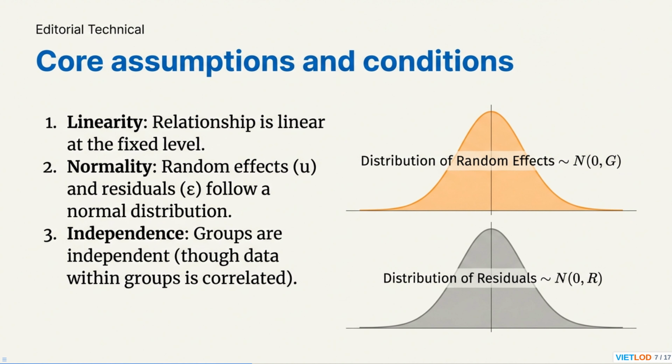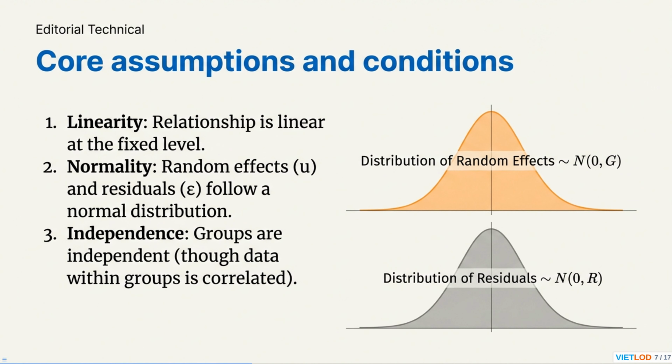Like any statistical model, linear mixed models rely on a set of core assumptions for their validity. Let's review the main three. First, we assume linearity. The relationship between our predictors and the outcome variable must be linear at the fixed effects level. Second is normality. Both the random effects, denoted by U, and the residuals, epsilon, are assumed to be drawn from normal distributions with a mean of 0. Their respective variances are represented by G and R. This is crucial for accurate inference.